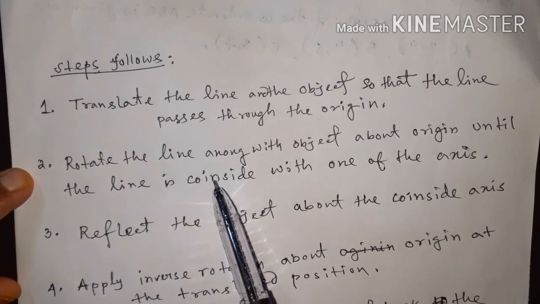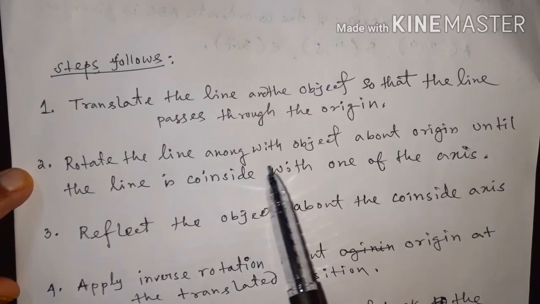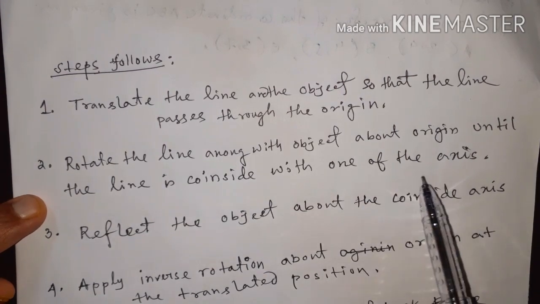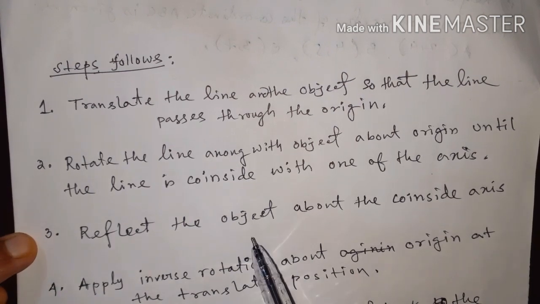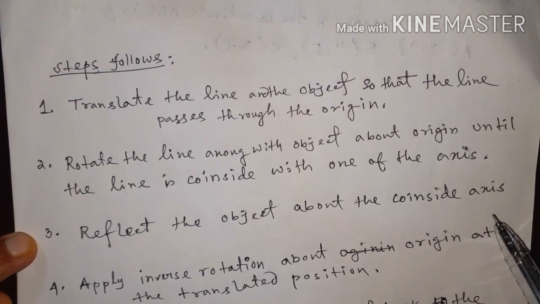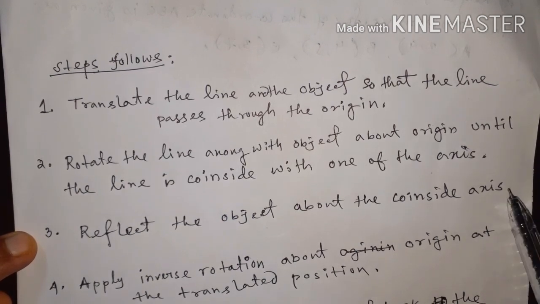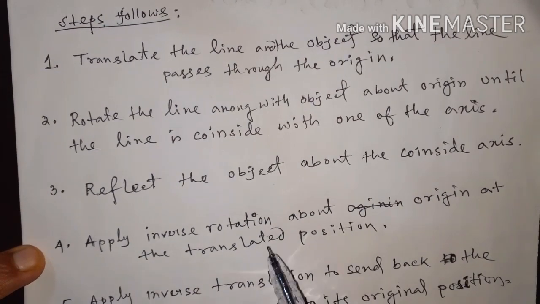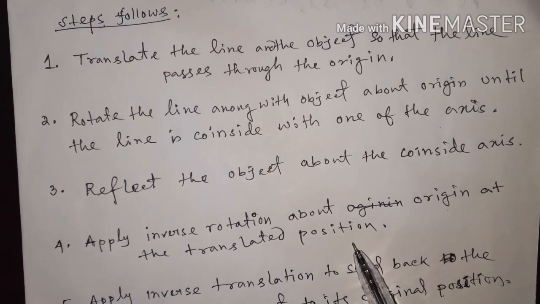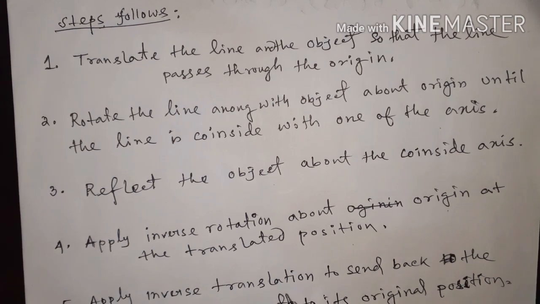Step 2, rotate the line along with the object about the origin until the line coincides with one of the axes. Step 3, reflect the object about the coinciding axis, which is comfortable with us. We will consider that axis. Step 4, apply inverse rotation about the origin at the translated position. Step 5, apply inverse translation to send the line along with the object back to the original position.